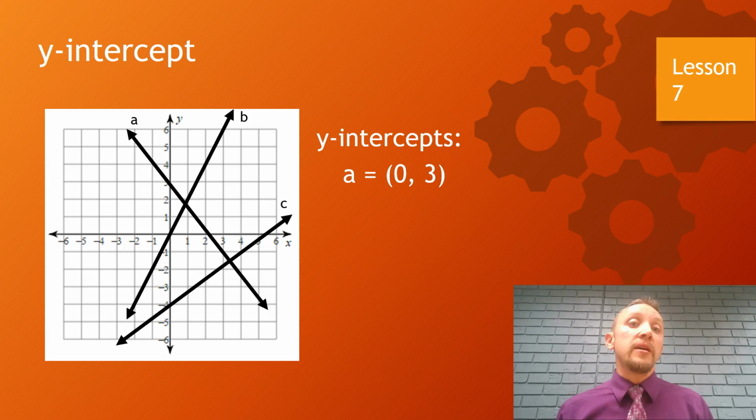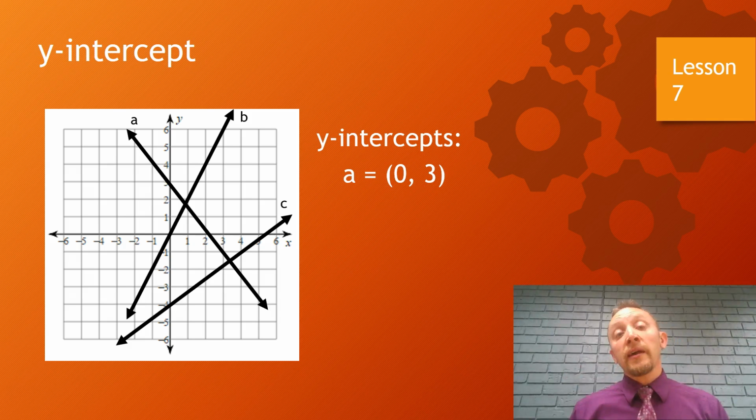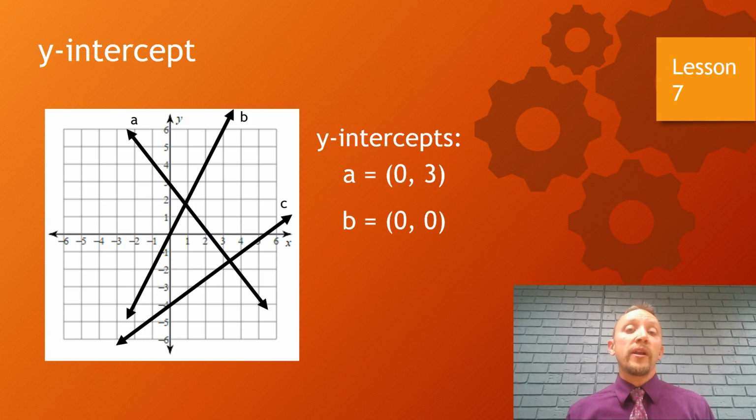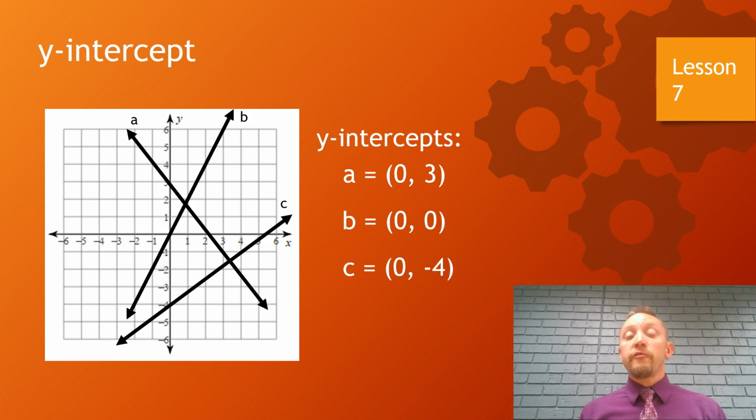Let's look at line B. Line B goes through the origin. Remember, that's the name that we give when the x and y axis intersect each other. We call that the origin. That's the coordinate 0, 0. So why don't you look to see where the line C crosses the y-axis and what is that coordinate, and write that down in your notes. Did you get 0, negative 4?